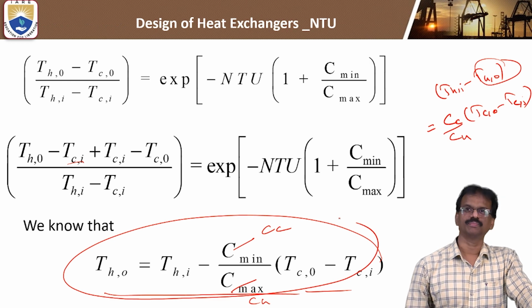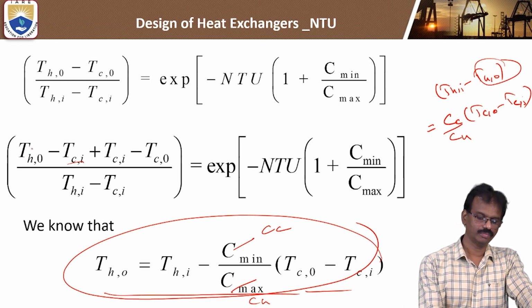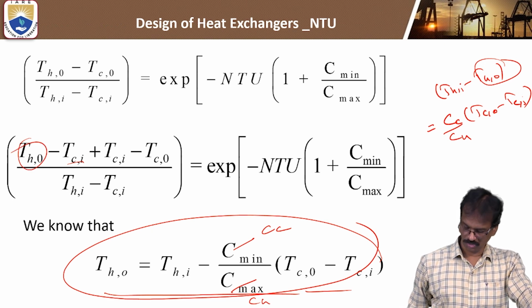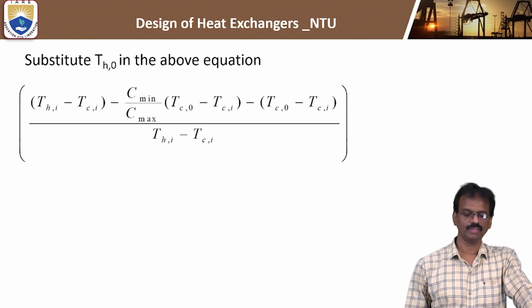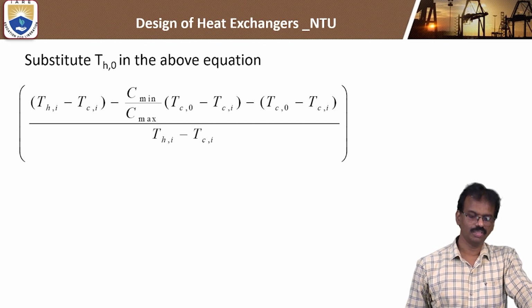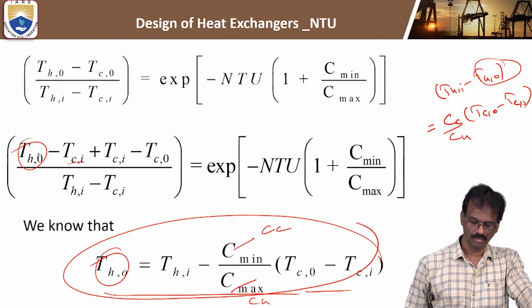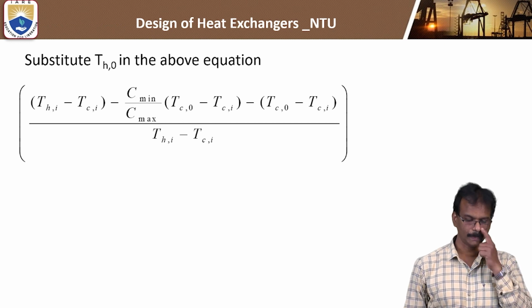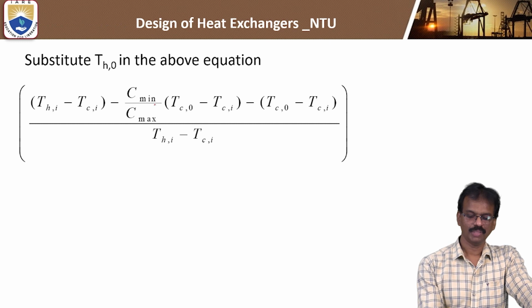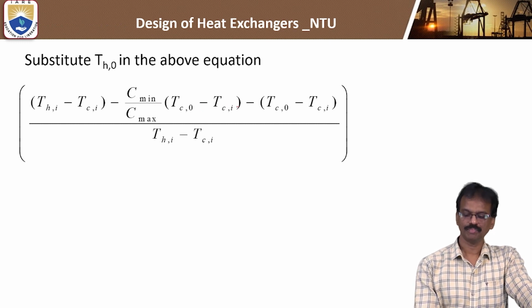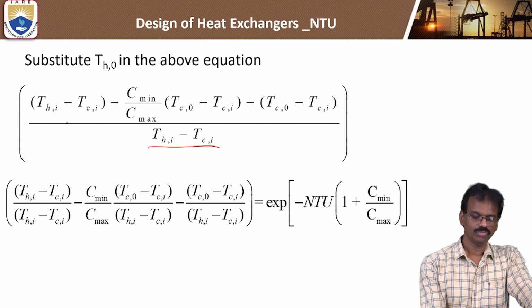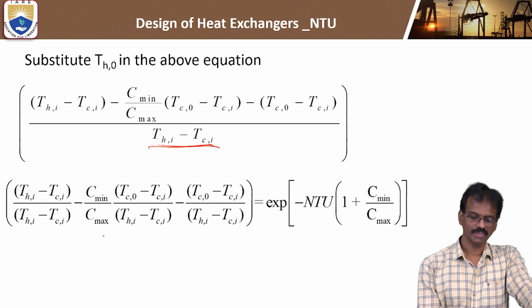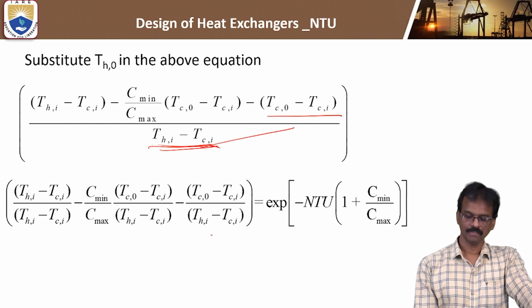So substitute this TH0 value in this formula here. If you substitute it and rearrange this formula, we will get this: THi minus TCi, minus C minimum by C maximum into (TC0 minus TCi), minus (TC0 minus TCi). The denominator is the same term, so you can rewrite it like this: THi minus TCi by the same denominator THi minus TCi, minus C minimum by C maximum into (TC0 minus TCi) by THi minus TCi, minus (TC0 minus TCi) by THi minus TCi.